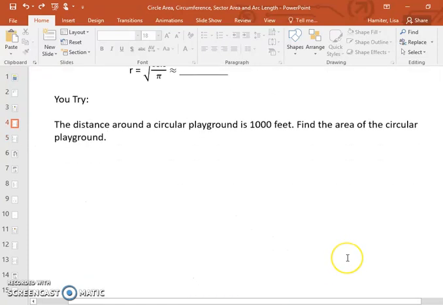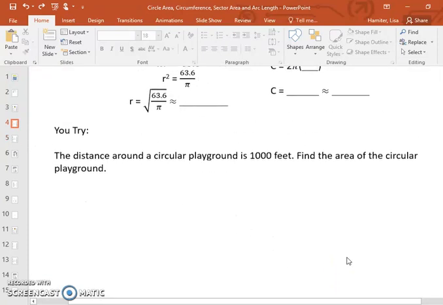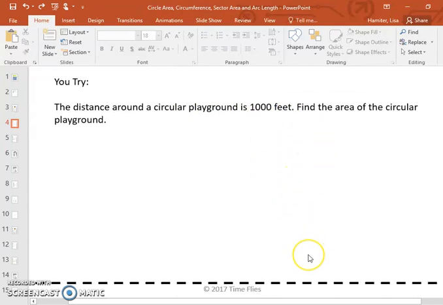I want to go back real quick to that previous problem where we left off. Be sure and go back to the one that says you try and figure this question out. So don't forget about that.